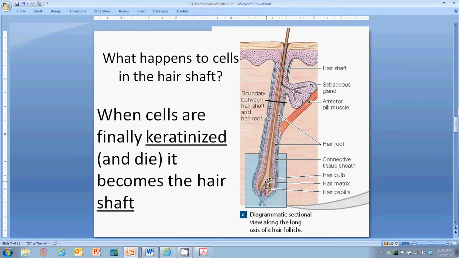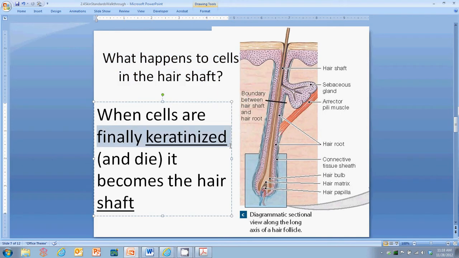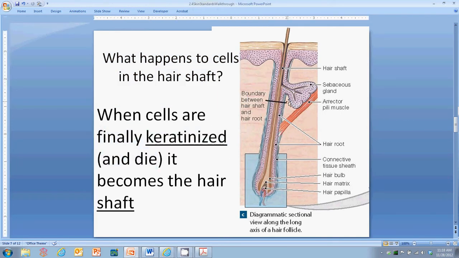They reproduce right here. Cells reproduce and get pushed out. They start getting keratinized. Then they finally die. And then it's the hair shaft. So this is the part that you see come out of your skin, and it goes a little below the surface. This is dead. The cells are dead here, but they're strong and protective, so that if they're exposed to the outside world, they don't get infected or destroyed easily. So in the hair shaft, cells are finally keratinized and they die. And the boundary between the hair shaft and root is just when they're finally dead. It's going to be part way up the upper part of the dermis.